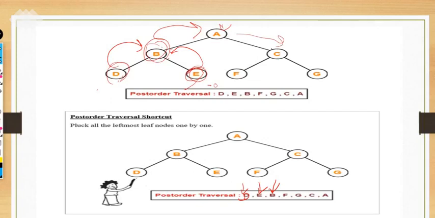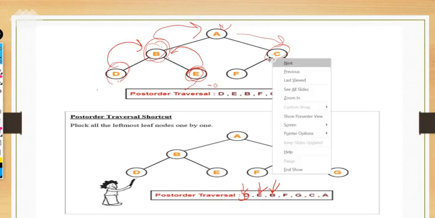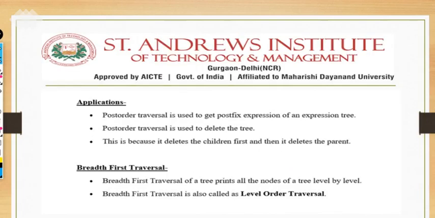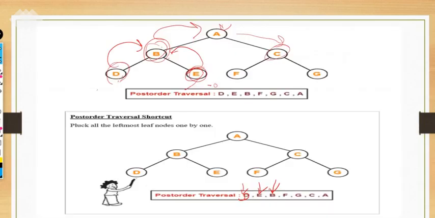Right subtree. So C. First we check, is there any left or right available for the C? Yes, available. So we are coming here on the left of the C. F. We print here F. Before printing the F, we have to cross check it. Is there any left? No. Is there any right? No. Then print the F here, right.